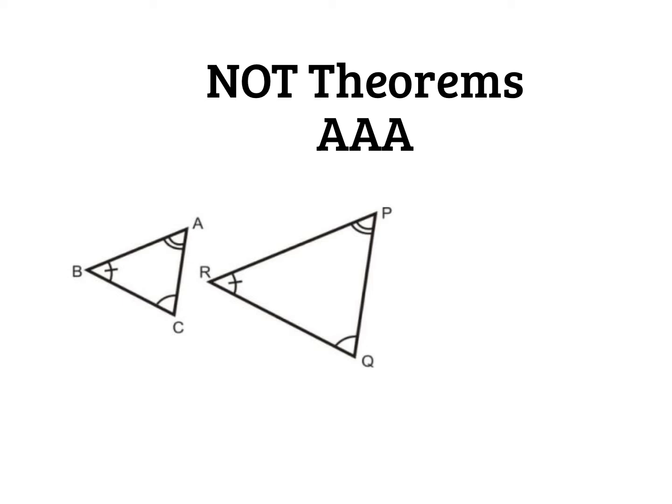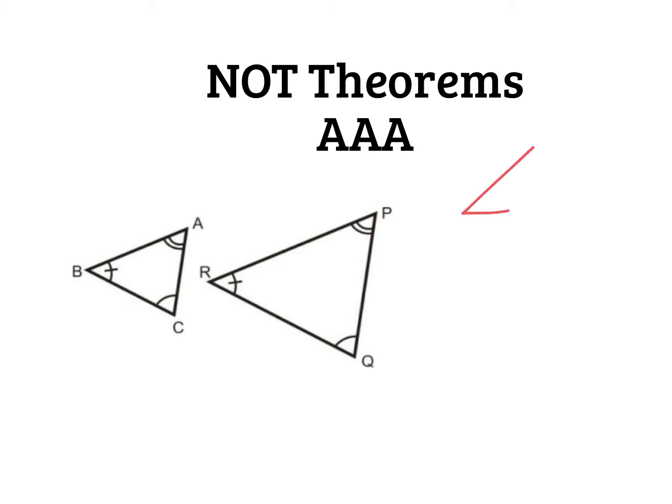Now, we do have two situations where they're not theorems, and we're going to talk about these next. There are two combinations of letters among angles and sides where these three letters are not going to work for you. And here we have angle-angle-angle. And the reason is this.